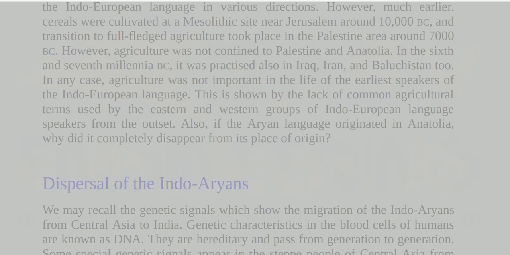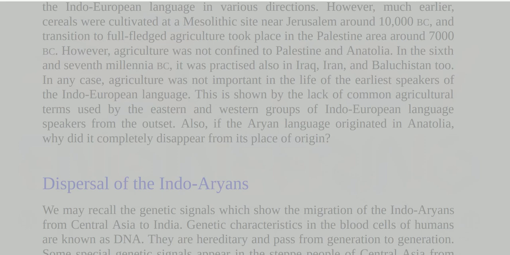We may recall the genetic signals which show the migration of the Indo-Aryans from Central Asia to India. Genetic characteristics in the blood cells of humans are known as DNA. They are hereditary and pass from generation to generation. Some special genetic signals appear in the steppe people of Central Asia from one end to the other in c. 8000 BC. These genetic indications are called M17.